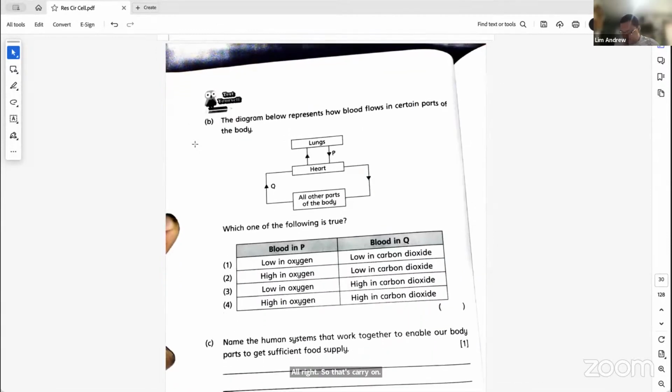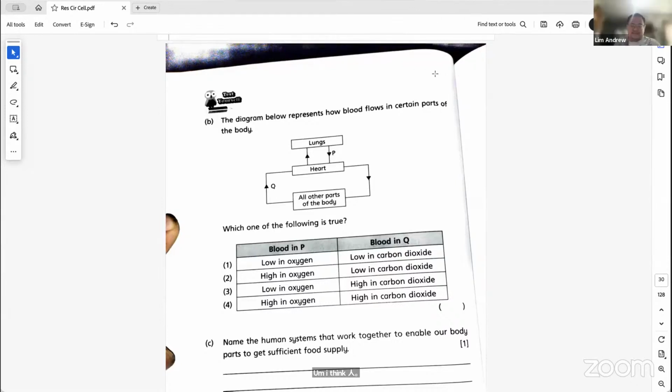For this 5B, any volunteers to take this question? Nope. Then let's carry on. This diagram below shows how blood flows in certain parts of the body. Which of the following is true? Yes, Calvin. I think the answer is 4. Why?